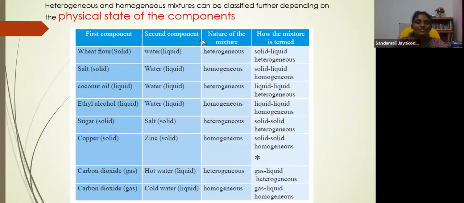Now we are going to classify those heterogeneous and homogeneous mixtures further depending on their physical status. That means we have three states of physical nature. What are the three physical states of matter?